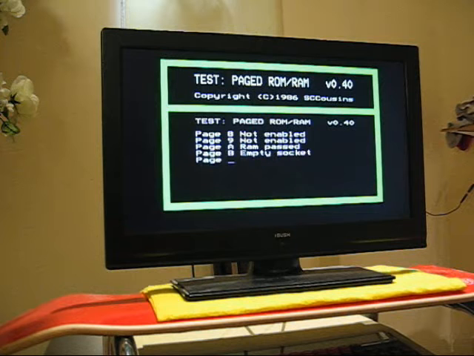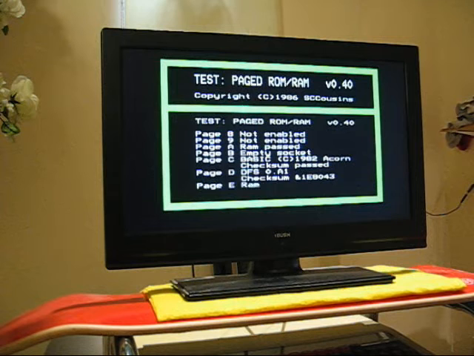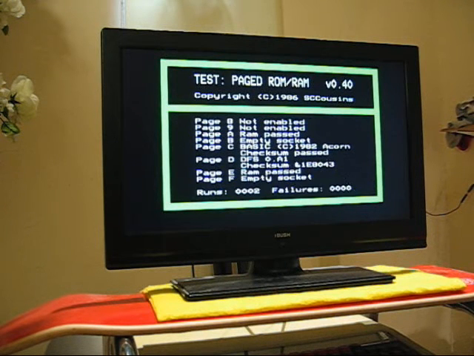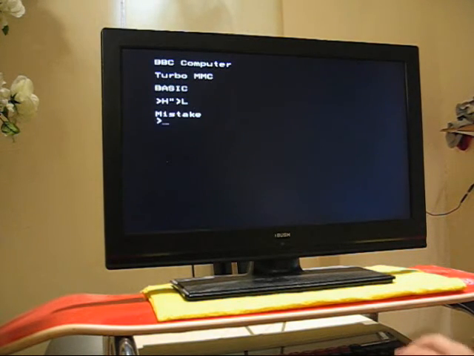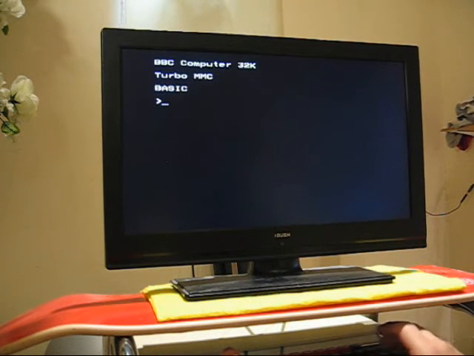Page 8, page 9 not enabled. RAM A passed, RAM B empty, C BASIC, D DFS, E RAM passed, F empty. That gives the idea. So hopefully now I should be able to try it from start, from nothing. Control break, I'm going to try a hard reset.